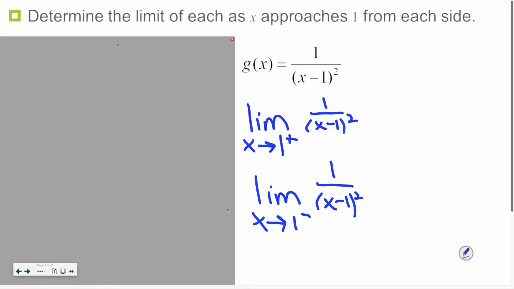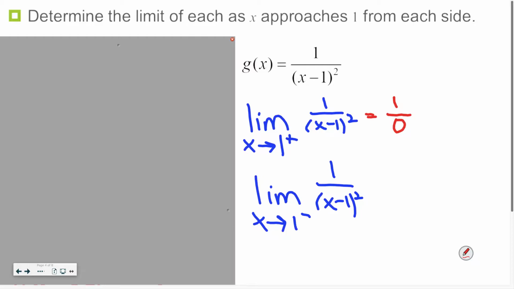So from the right side, if we use direct substitution, we're getting 1 over 0. That's not good. But as we approach 0, our denominator is getting really, really itty bitty, so our fraction is getting really, really huge. 1 over really small numbers creates a very large number. Do we all understand that? As we approach 0, our numbers get smaller and smaller, and our fraction gets bigger and bigger.